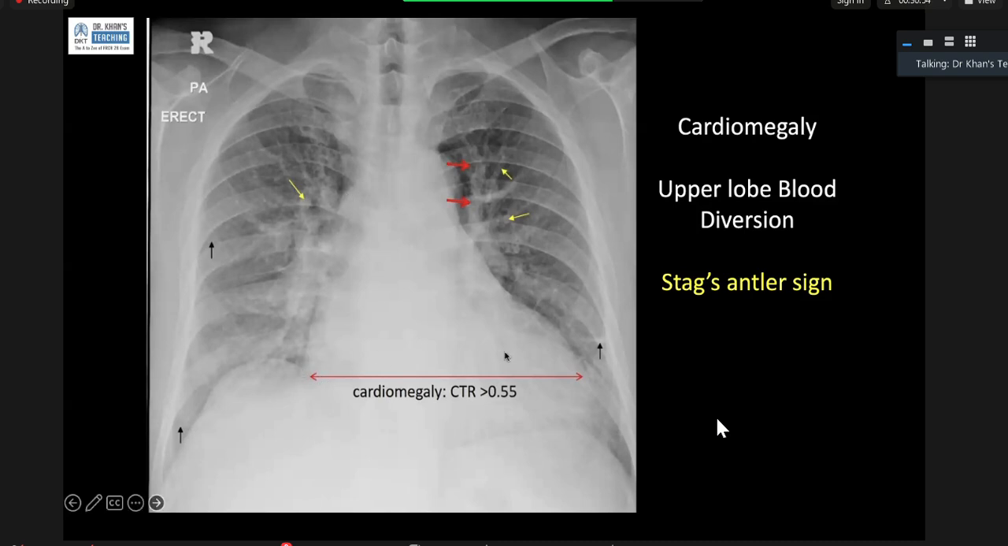We use the widest cardiac diameter compared to the widest inner thoracic cage diameter. All this we covered in our session 1, right? And we got the cardiothoracic ratio more than 0.5. It is more than 0.55 here. So there is cardiomegaly. If you look at the vessels here, usually the upper lobe blood vessels are less prominent than the lower lobe blood vessels. Okay, the lower lobe blood vessels are more prominent than the upper lobe blood vessels.